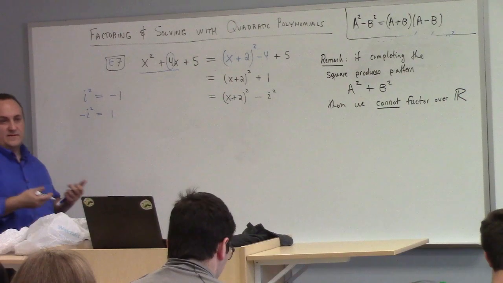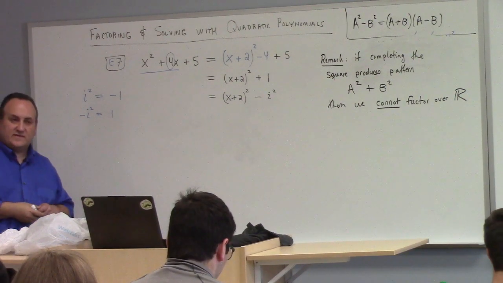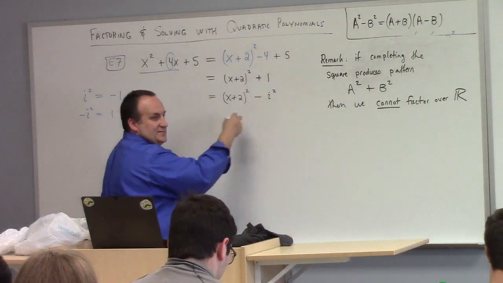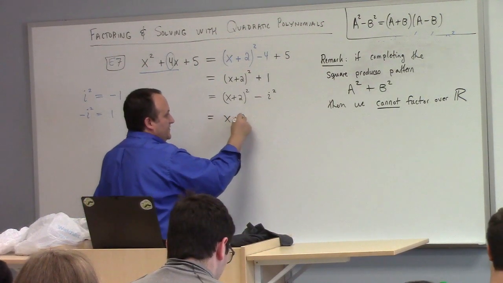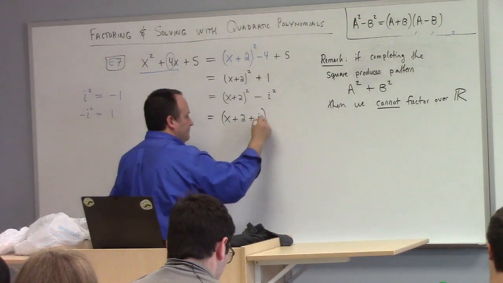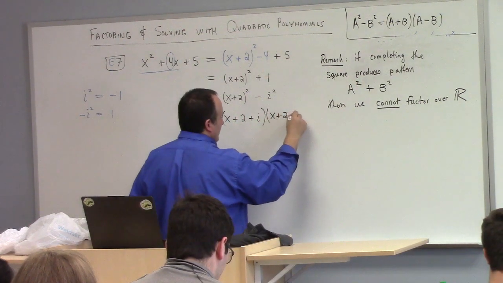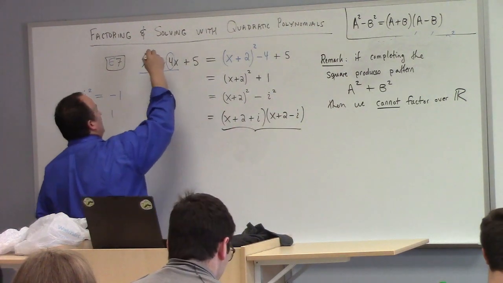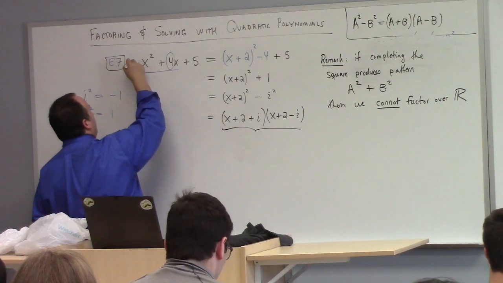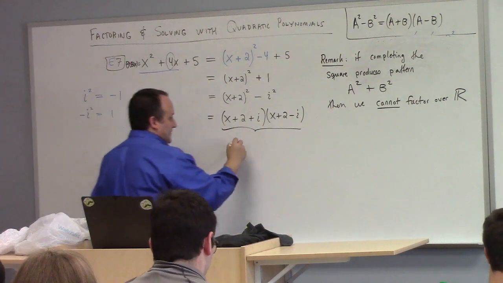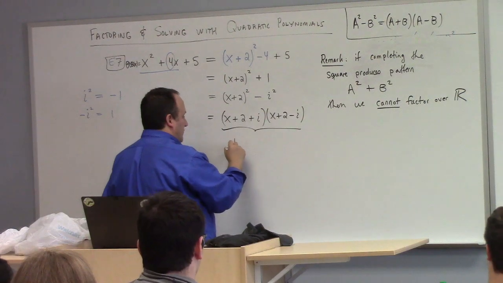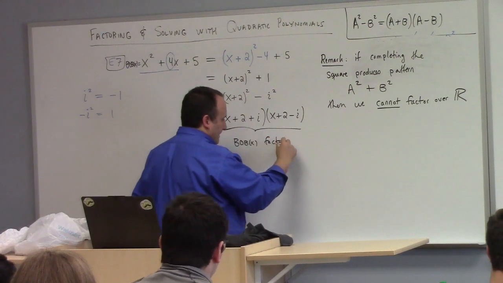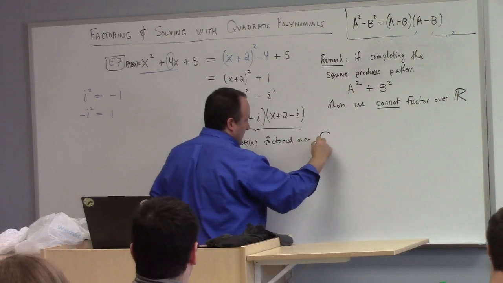And guess what? Difference of squares still makes sense for complex numbers. They have the same distributive properties as real numbers, and then we go back to our usual song and dance. This is x plus 2 plus i, times x plus 2 minus i. So let me give this thing a name. I will call it Bob. So this is Bob of x factored over the complex numbers.